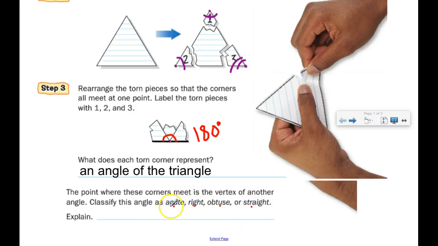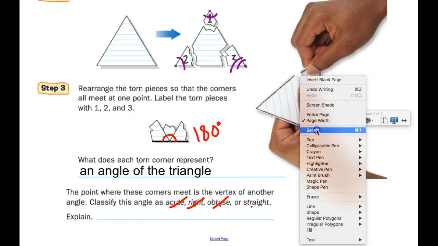Well, acute means less than 90. Right means exactly 90. Obtuse means greater than 90. Straight means, that's pretty straight, isn't it? A straight angle is a 180-degree angle. So it is a straight angle, and then I'm going to go ahead and explain. It does say explain why.